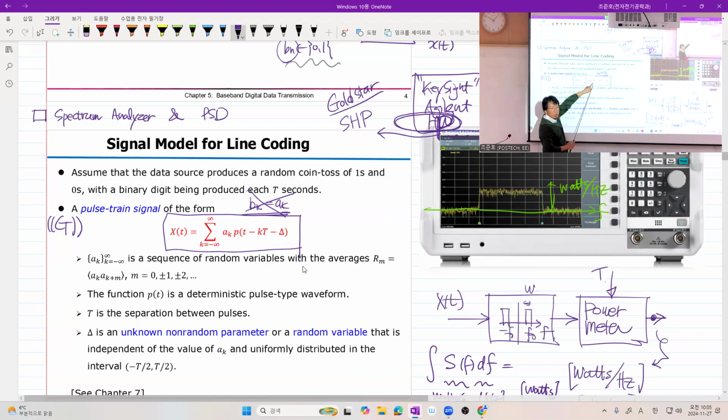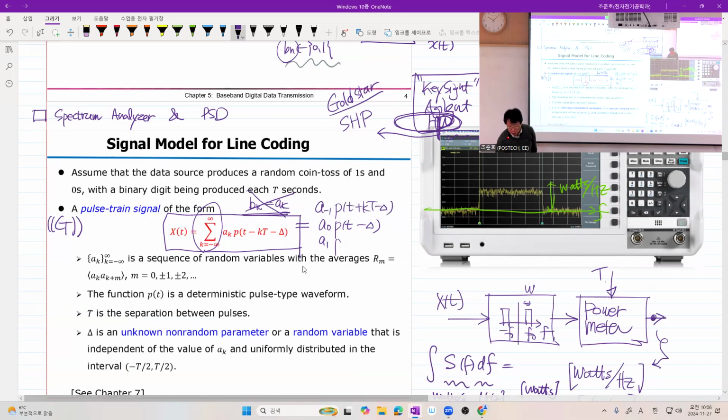So a single pulse is repeatedly used to construct this signal. Whenever you see a summation form, what do you do? You expand it. So let's rewrite. When k equals 0, you have A0 P of t minus delta. For k equals -1, you have A sub -1 P of t plus T minus delta. For A sub 1, you have P of t minus T minus delta, and so on.